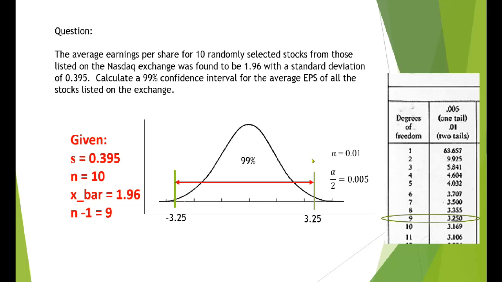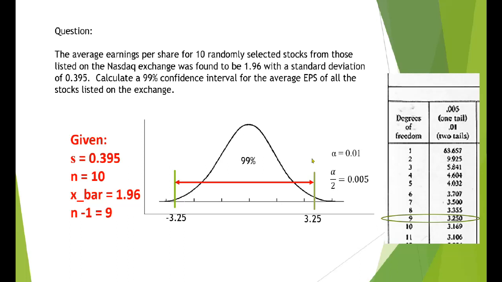So we're given this time that S, the sample standard deviation, is 0.395. The number in our sample is 10. The mean of our sample is 1.96. And in order to use the t-distribution, we have to use this little chart over here, which specifies degrees of freedom. And for the particular degrees of freedom for our problem, we can pull the value for t out of the table. The degrees of freedom, by definition, are always equal to n minus 1. So if we have 10 in our sample, the degrees of freedom will be 9.